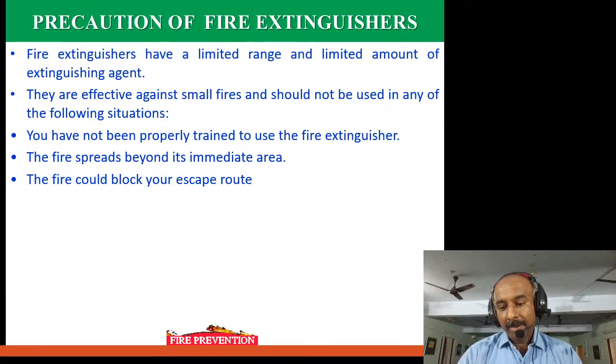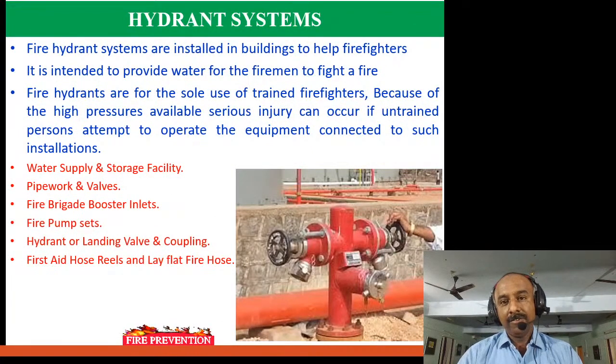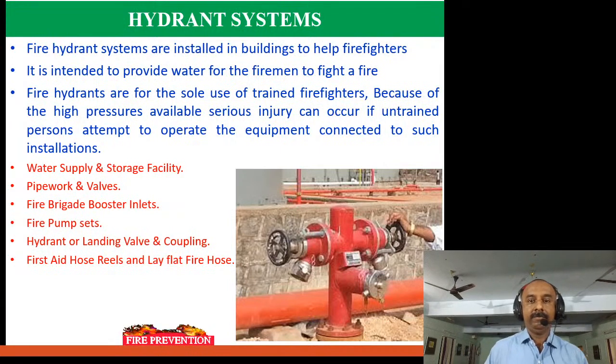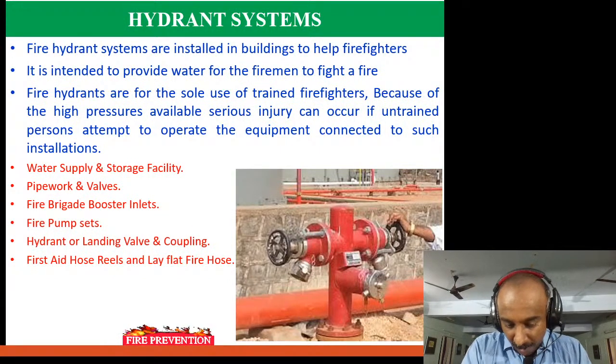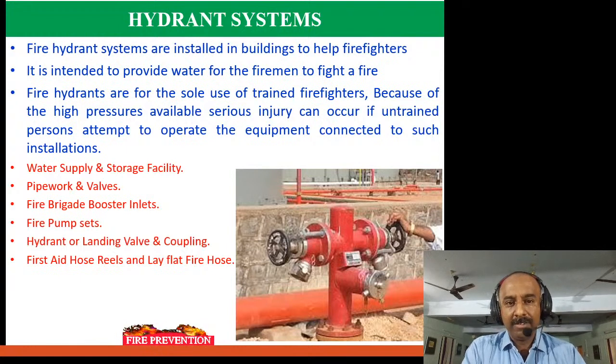So this is one of the manual fire protection systems. Next, the hydrant systems. The hydrant system is one of the effective firefighting equipments. The hydrant system finds its application in commercial places like multi-story buildings, malls, hospitals, institutions, etc. It provides a great platform for the firefighter to fight against the fire. It is intended to provide water for the firemen to fight the fire.